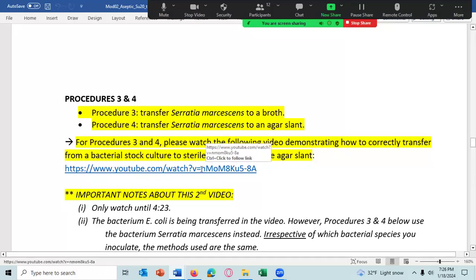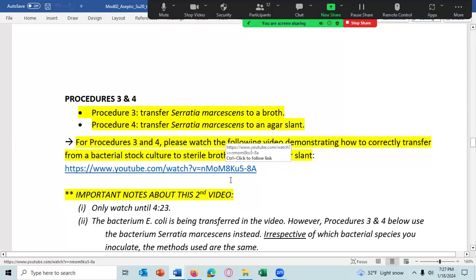Here we have a video for both procedures 3 and 4, demonstrating how to correctly transfer from a stock culture to a sterile broth culture. And then for procedure 4, you're going to be transferring it to a sterile agar slant. And so that's shown in this video as well. Any questions about any of that?